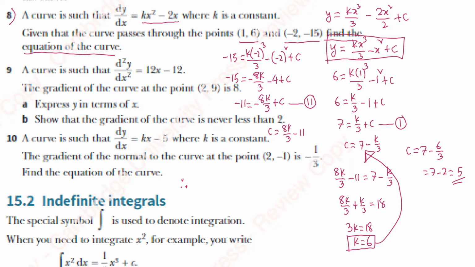By putting the values of k and c, we can write y = the k value we got, 6, so 6x cubed divided by 2, then minus x squared, and the c value we got, plus 5. So we need to write one more line, which is y = 3x cubed minus x squared plus 5, as we can cancel out the 3, and this is our equation for this question.